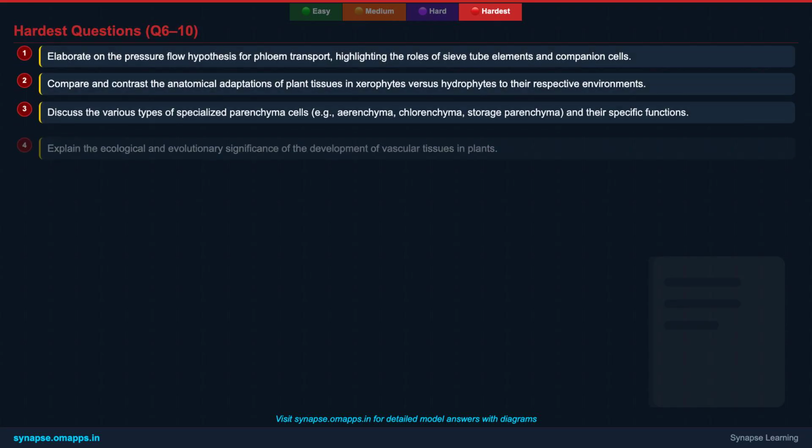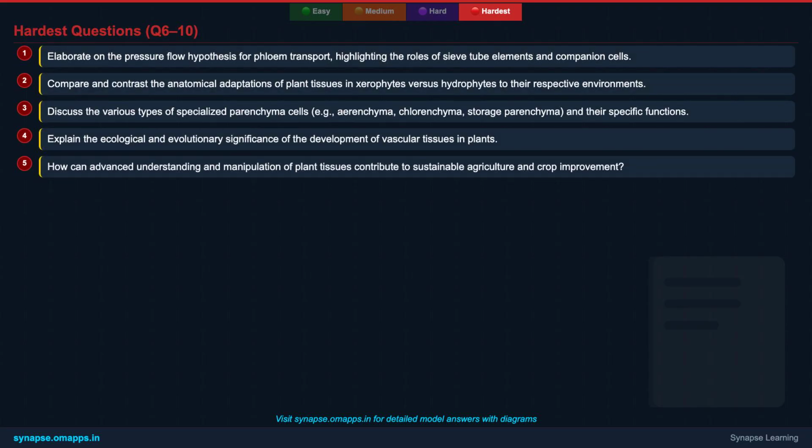Continue to challenge yourself with the remaining 5 hardest level questions. Discuss the principle of totipotency and its application in plant tissue culture. How does the pressure flow hypothesis explain phloem transport at a quantitative level? Compare and contrast the tissue adaptations of xerophytes and hydrophytes. Explain the concept of idioblasts and their functional relevance. And finally, how has the advanced understanding of plant tissues contributed to agricultural biotechnology and crop improvement strategies?